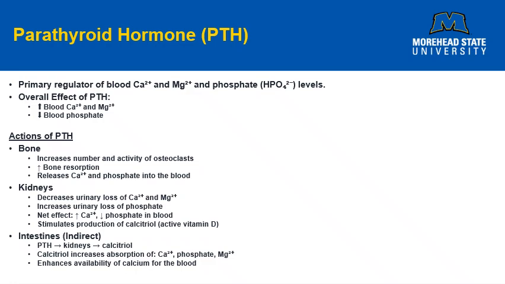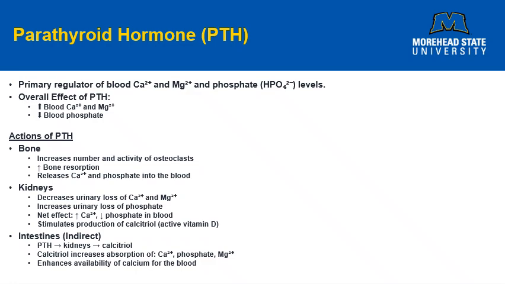Of course, we have calcium and magnesium, mostly calcium, and we start to see bone. Because of its effect on calcium in the blood and calcium's ability to spread throughout the system, it impacts the number and activity of osteoclasts, the cells involved in bone formation, bone healing, things like that. So it impacts bone resorption and healing factors of the bone, and it releases calcium and phosphate into the blood.